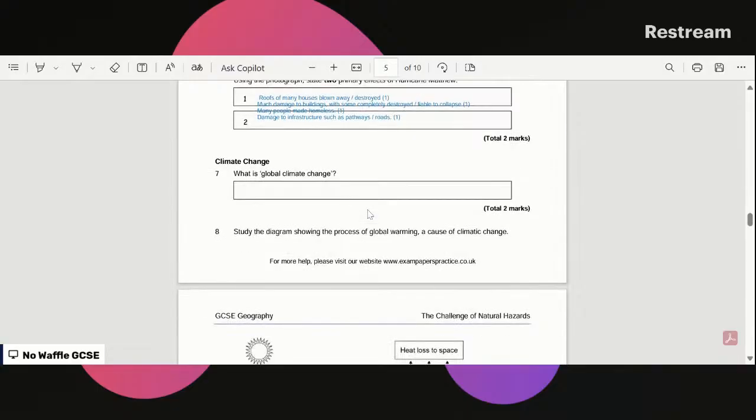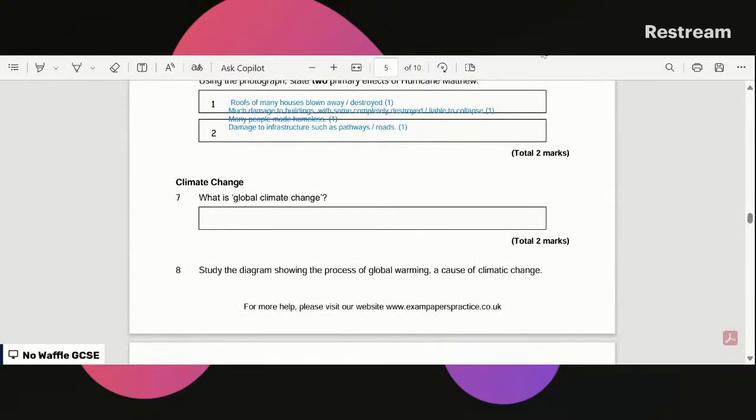Okay, what is global climate change? Now, when you're answering this, they specifically said global, so you need to mention global in your answer. You want to say the worldwide change of temperatures because of the increasing or decreasing temperatures, or the rainfall patterns, or anything like that. So as long as you're talking about both of those factors.